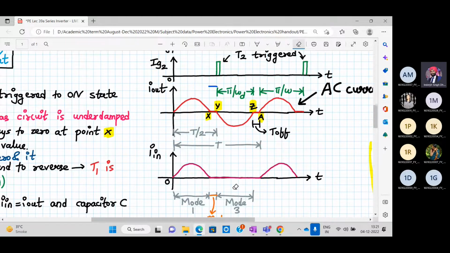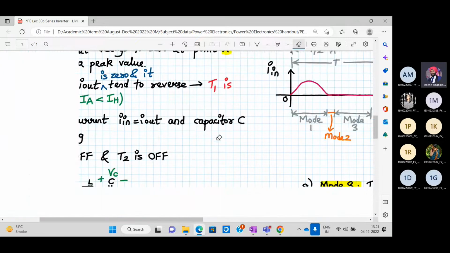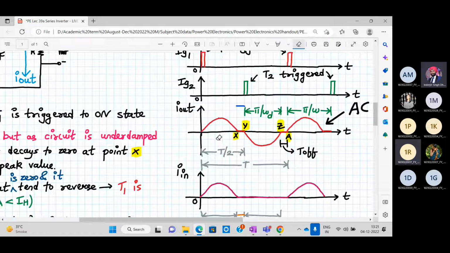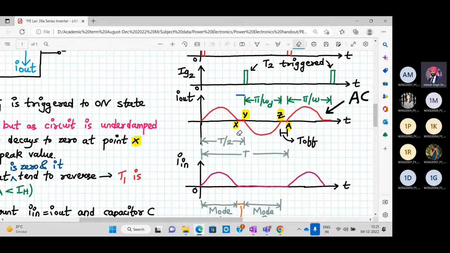Is mode 2 operation clear to you? Yes sir. Quickly tell. Okay, fine. I hope you all are following. Sir, in I_out I have one query: when it is going negative, the wave is going in the negative direction. Is it because the SCR2 is on, right? I'm going to teach that next.